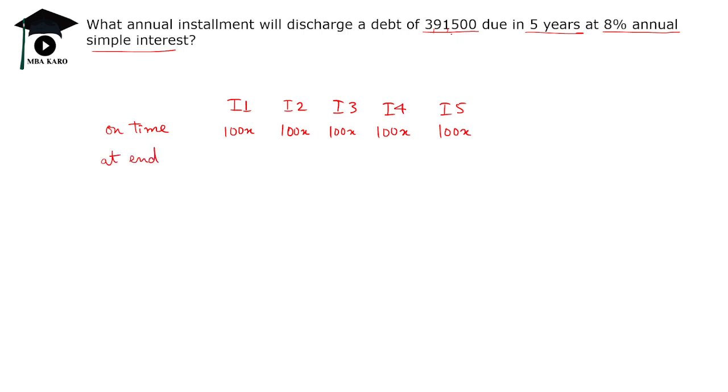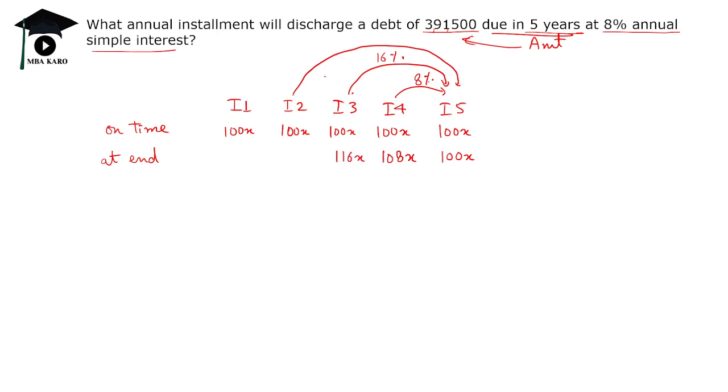Okay. Now understand that due in 5 years, that means the amount is given to us. This is the amount, right? Now last installment obviously would be paid at the end only. If you do not pay in time, if you pay 1 year later, you will have to pay 8% interest. So you will have to pay 108x. If you do not pay this installment on time, if you pay 2 years late, you will have to pay 16% interest. So it will be 116x. 3 years late, that will be 24% interest. And similarly, 4 years late, it will be 32% interest.